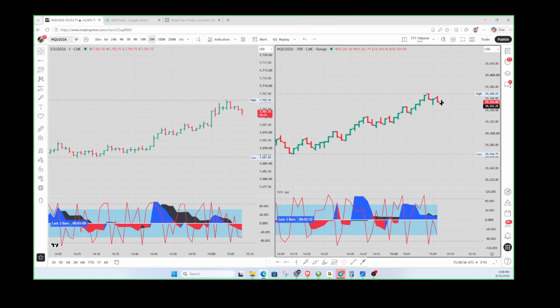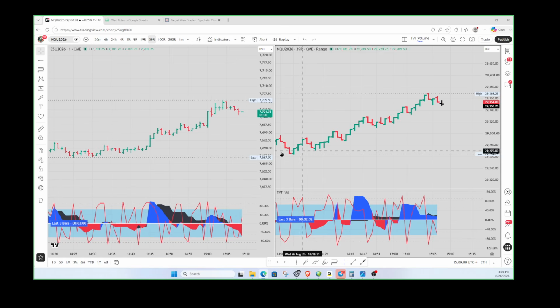Yeah, if you trade on a 30-second bar, well, that was on the ES. On the ES, the 30-second bar is not that bad. But on the NQ, a 30-second bar is a challenge.